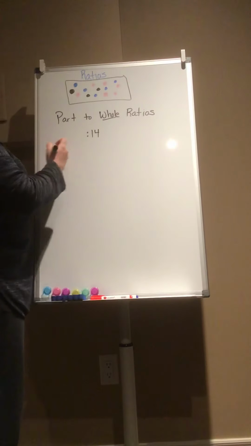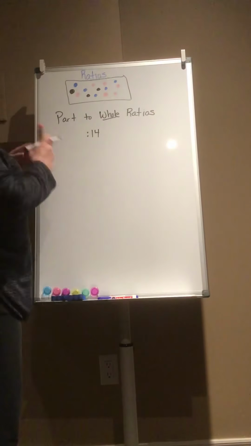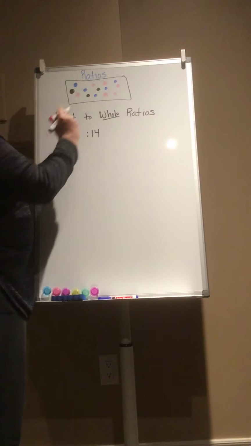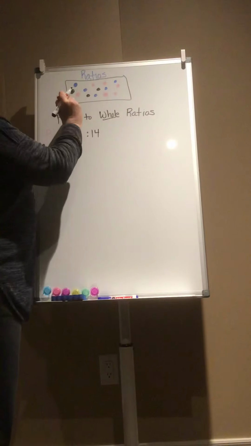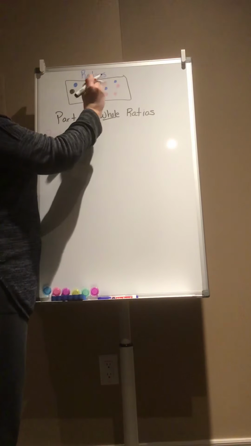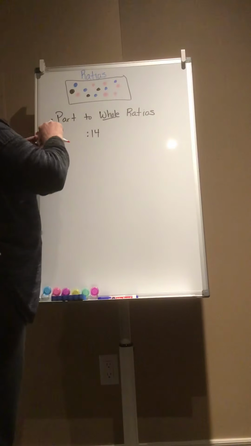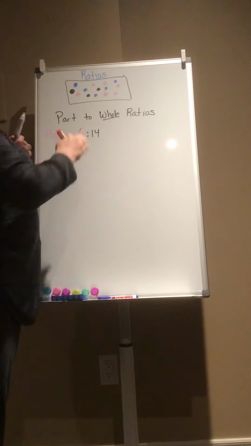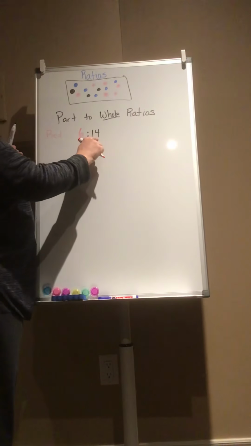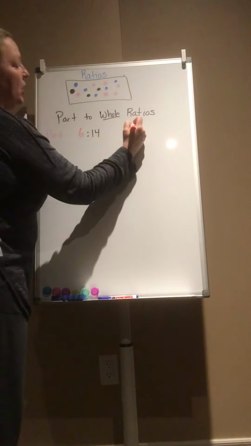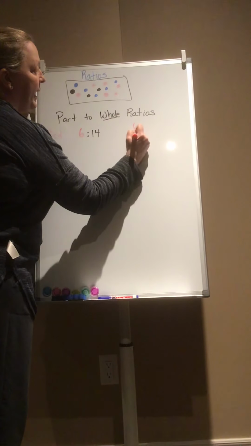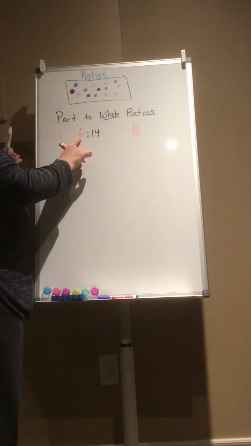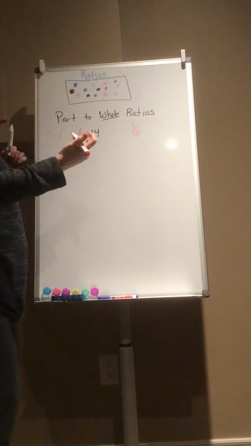Now, for example, if I want to look at red, so if I want to do red balls to the whole number of balls, I then count the red balls. 1, 2, 3, 4, 5, 6. So the part to whole ratio for red is 6 to 14. We can also write that as a fraction. So the numerator denominator is the same as the part to whole, which makes sense.